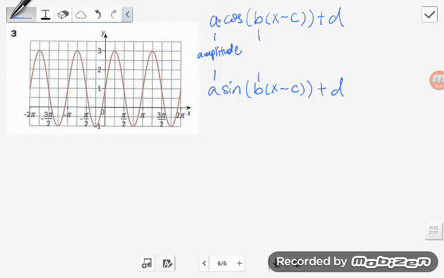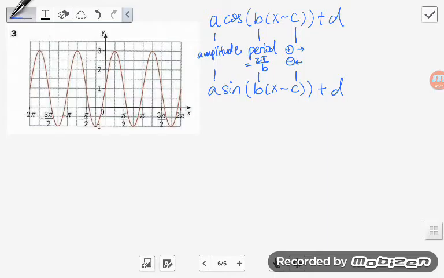Now let's go on to B. This is my horizontal stretch or compression, and B has something to do with my period, because period is equal to 2 pi over B. So the value of B is connected to period. Now the value of C is my horizontal translation. If C is positive, then it's going to the right. If C is negative, then it's a horizontal translation to the left.